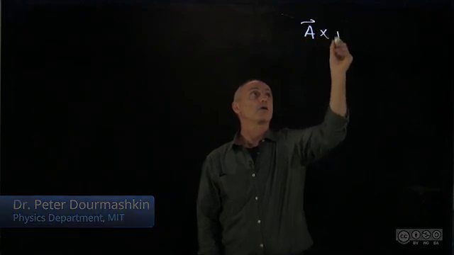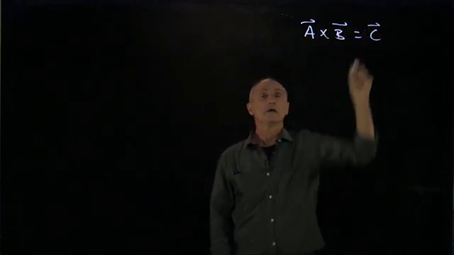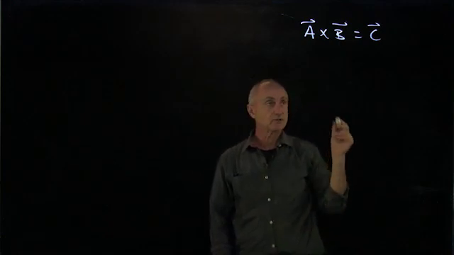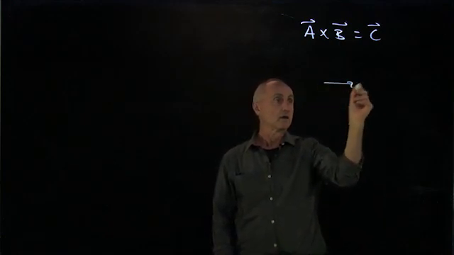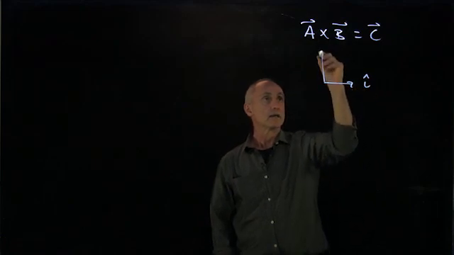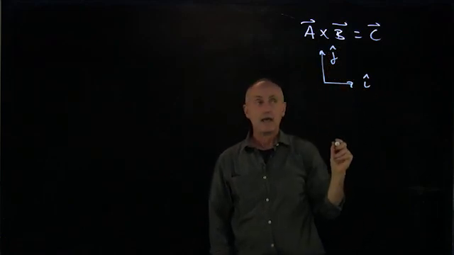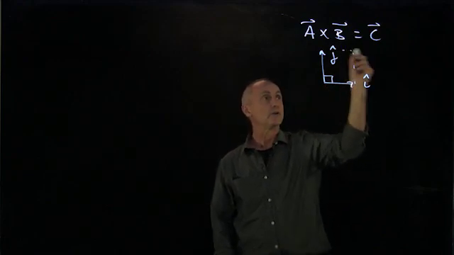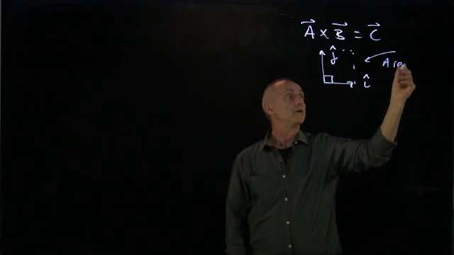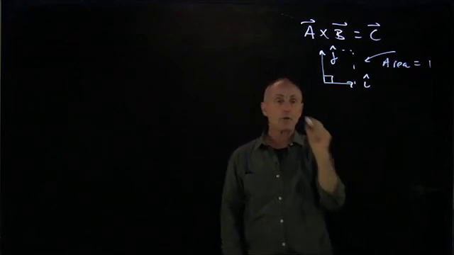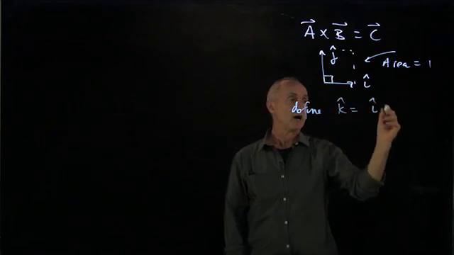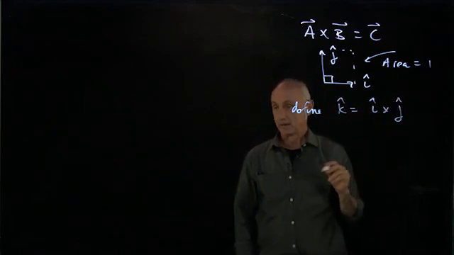So when we have a vector product of two vectors, A cross B equals C, let's compute that vector product in different coordinate systems. Let's begin by choosing two vectors, i hat and j hat. Notice they're at a right angle, and because they're unit vectors, the area here is equal to 1. And I want to define k hat to be equal to i hat cross j hat.